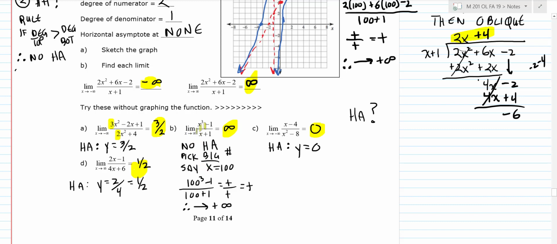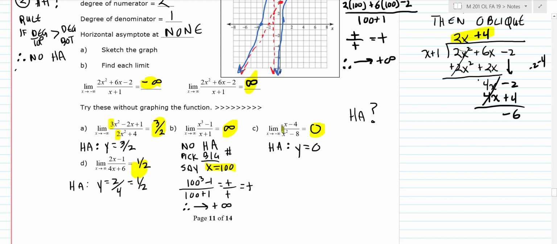Part B, there's no horizontal asymptote because the degree of top, being 3, is bigger than the degree of bottom, 1. Okay, so the answer is infinity or negative infinity. That's a guarantee, so use a test point. I used a big positive number. Okay, when I plug it into the function, I get a positive value. Okay, I don't need to crunch it out. I just need to know whether it's positive. So therefore, the answer is positive infinity.